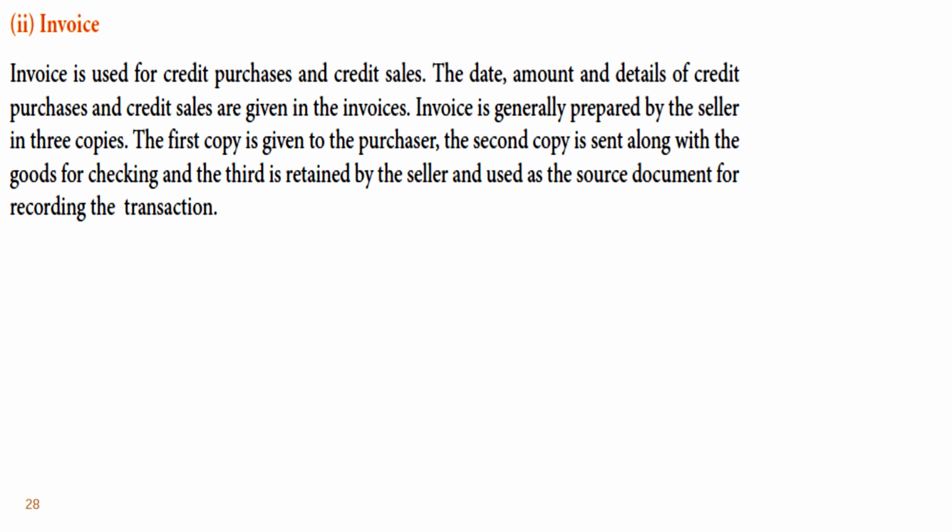So in the cash receipt we have seen it is for the cash purchase and the cash sales, but here invoice is used for credit purchase and credit sales. That means கடனுக்கு வாங்கினது அல்லது கடனுக்கு விற்பனை செய்தது பதிவு பண்ணக்கூடியது தான் இன்வாய்ஸ். The date, amount and detail of credit purchases and credit sales are given in the invoices. Invoice is generally prepared by the seller in 3 copies.